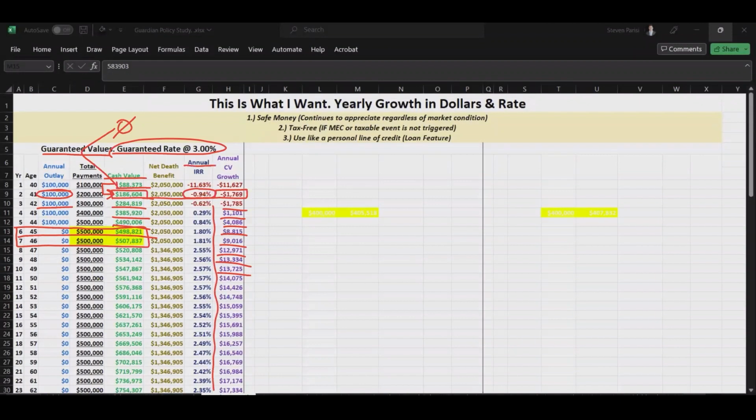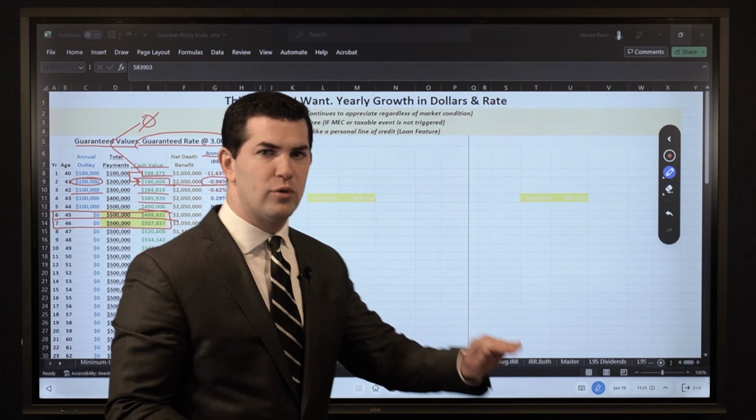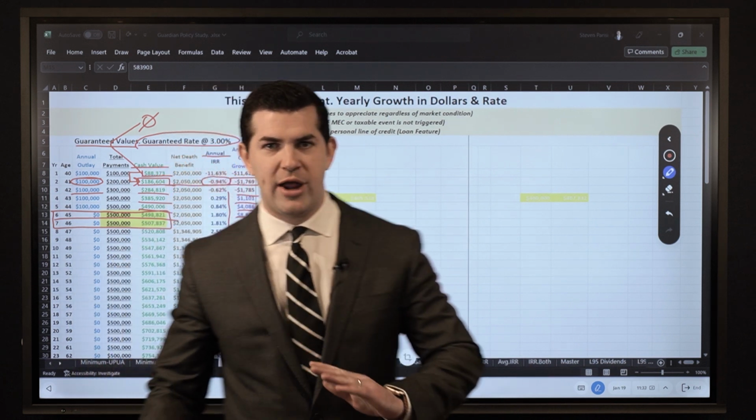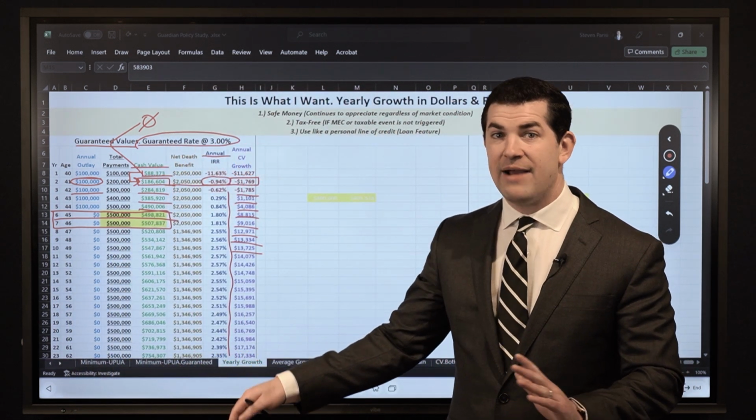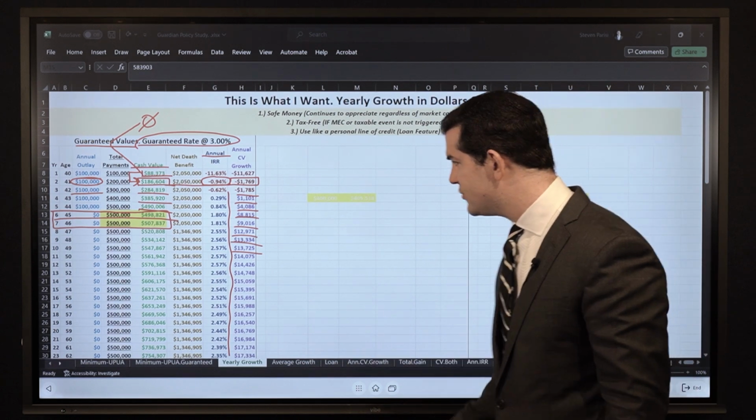And keep in mind that this is an annual internal rate of return. So if you were to ask the question, what did the policy grow by this year or last year, this rate would tell us that. The average internal rate of return is a bit different, which we'll look at next.